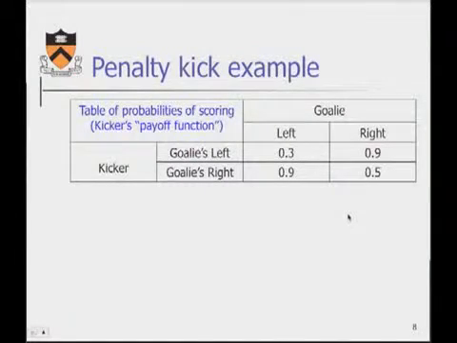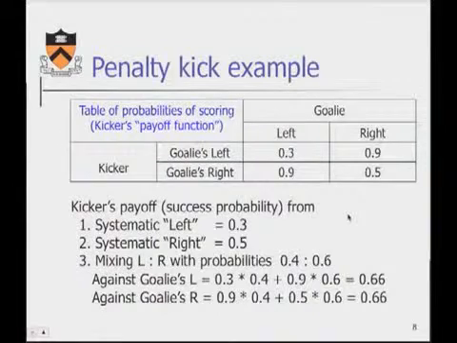What will happen if the kicker kicks systematically to the goalie's left? The goalie will then be able to systematically save by going to his own left, 30% chance of success. For the kicker, systematic right earns only 50%. But what if the kicker mixes going to the goalie's left or to the right with probabilities of 40% to 60%? What are the success rates against the goalie going left?